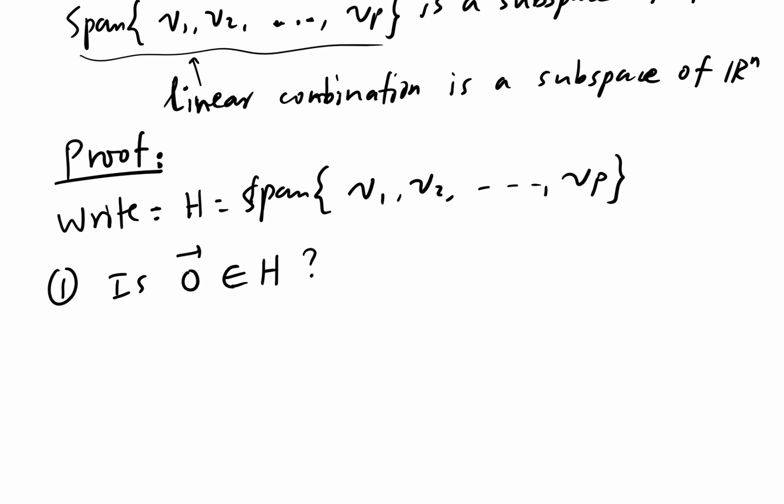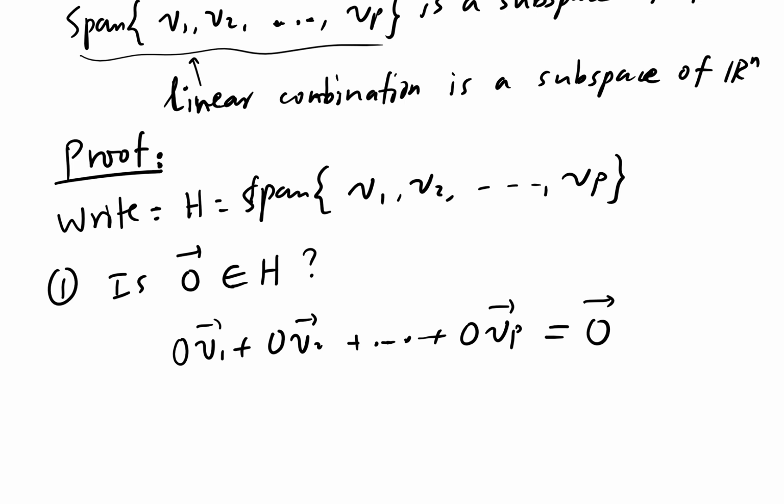Well, what we can do, we can write 0v1 plus 0v2 plus all the way to 0vp. This is equal to the zero vector, right? If you add them up, you get the zero vector. So that's in H. That's what linear combinations means: it's a1v1 plus a2v2 all the way to apvp. So you can take all these a's, a1 to ap, to be zeros. If you do it that way, you'll get the zero vector. So that proves to us that the zero vector is in H. So that's the first property, it is satisfied.